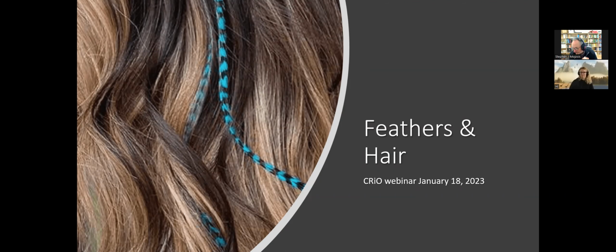Hair is something, of course, we're all familiar with. We're partially covered in it. As mammals, it's one of our defining characteristics. But what about feathers? Feathers, of course, are features unique to birds. But how are feathers and hair related?